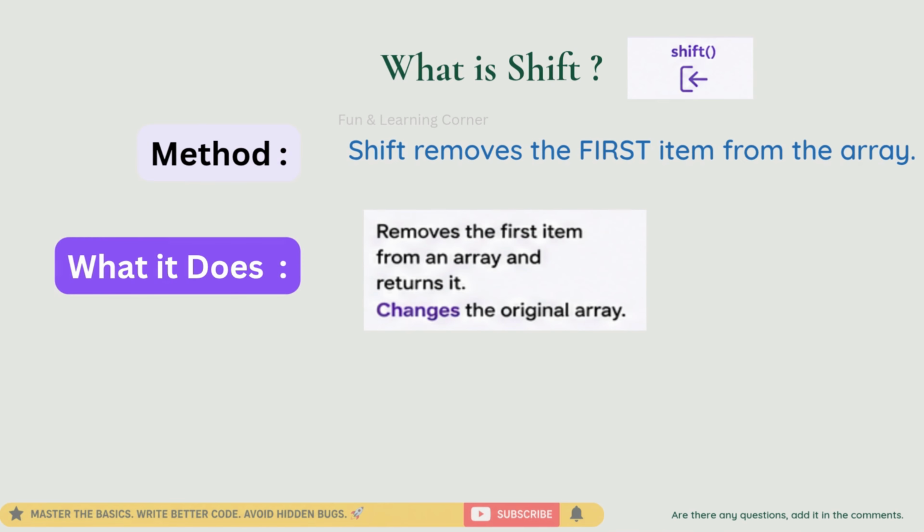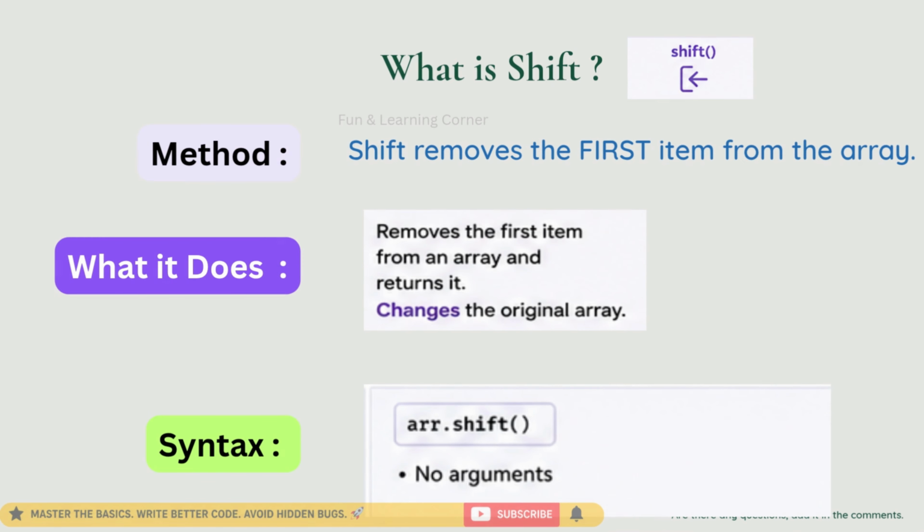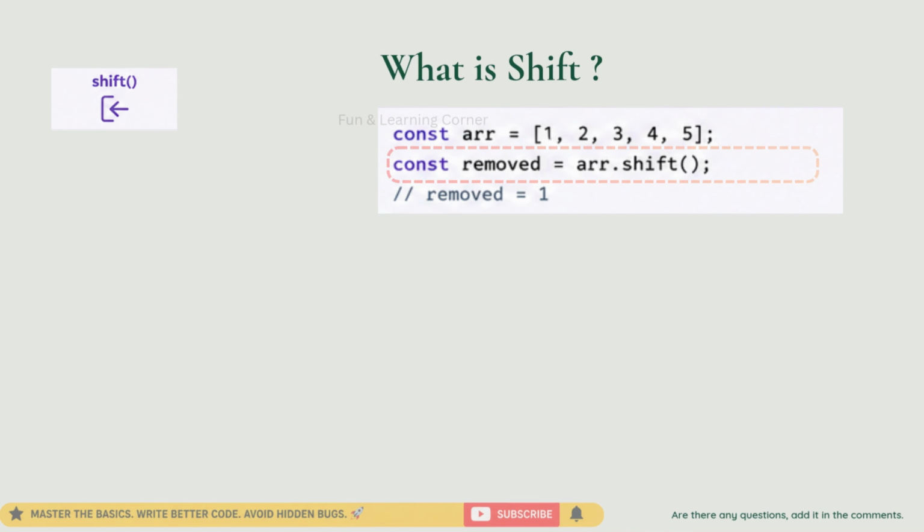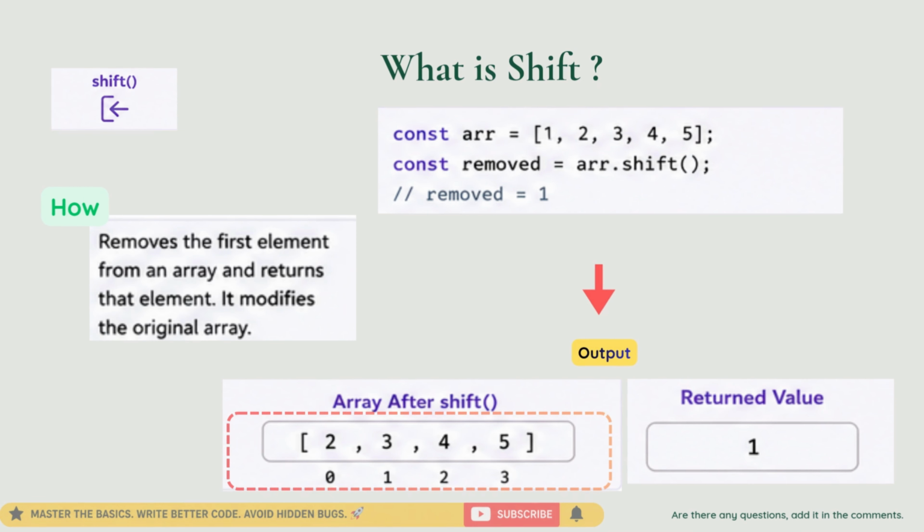Understanding shift. Now let's learn shift. Shift removes the first item from the array. Example. Const removed equals arr.shift(). Removed value becomes 1. Now the array becomes 2, 3, 4, 5. What happened? Shift removed the first number. Then all the other numbers moved one step left. Before 1, 2, 3, 4, 5. After 2, 3, 4, 5.